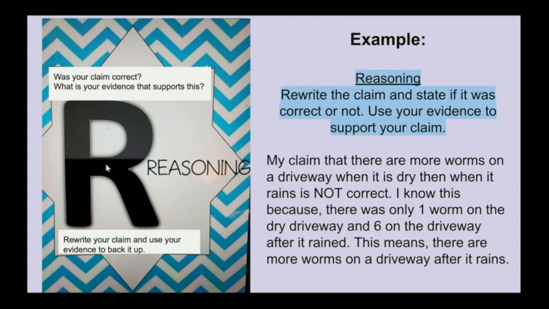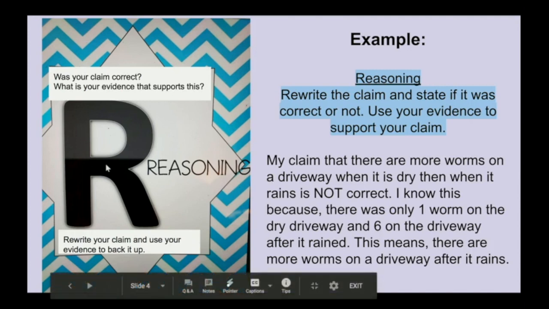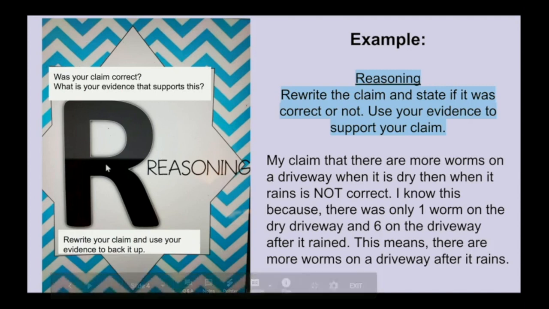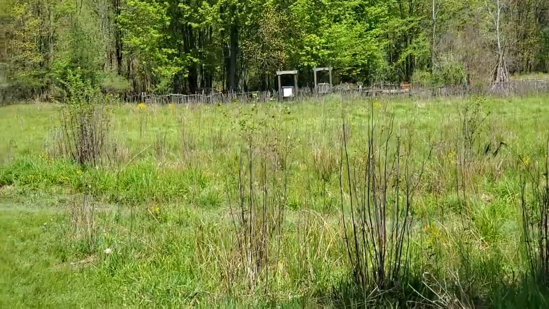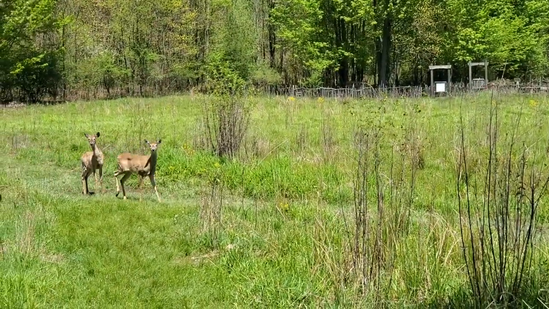So you see at the end of my reasoning, I kind of restated what the correct claim should be since my claim was wrong. And there's nothing bad about getting your claim wrong at first. That's part of science. So if you got it wrong like I did, that's okay. That's just part of science. Just make sure in your reasoning you explain what the actual claim should be, what your evidence says is correct. All right, now let's head to the pond to do our study.